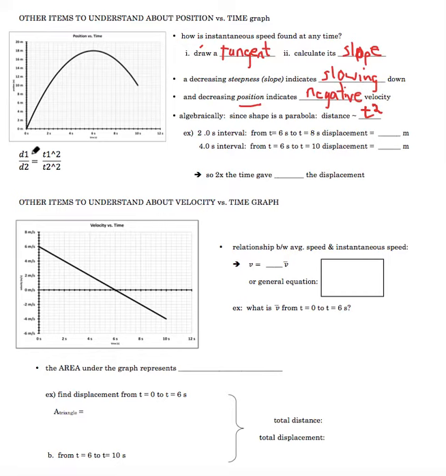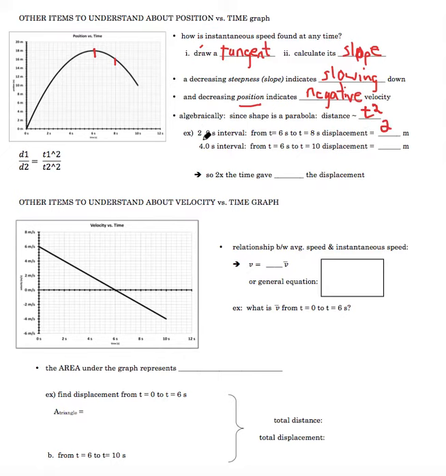What this means is, if I want to look at the ratio of distances at any two time intervals, it's equal to the ratio of the time interval 1 squared divided by the other one squared. So for example, for a 2 second interval, let's say from 6 to 8, we have traveled from 18 to 16. So we've got a displacement of 2 meters.